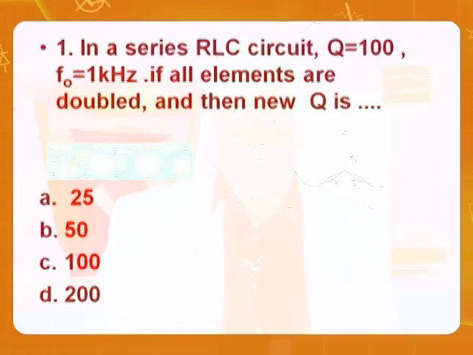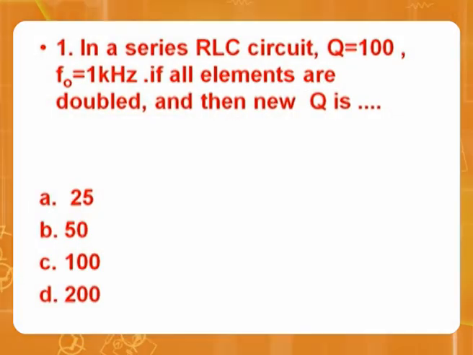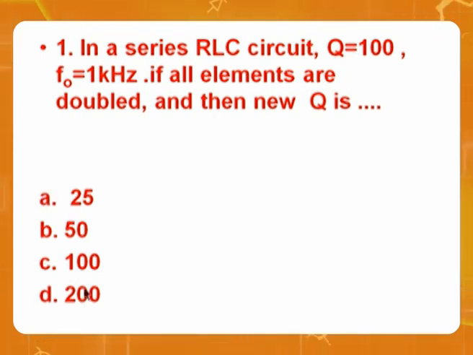Problem 1. In a series RLC circuit, quality factor is 100. F0 is 1 kilo. If all the elements are doubled, what is the new quality factor? Is it modified or the same? Options are given: 25, 50, 100, as if each option is multiplied with 2. You can understand with your aptitude logic. Now what is the answer?